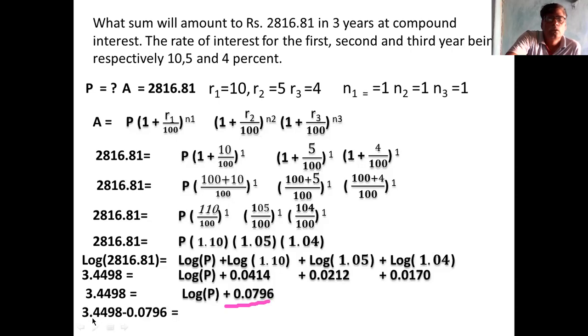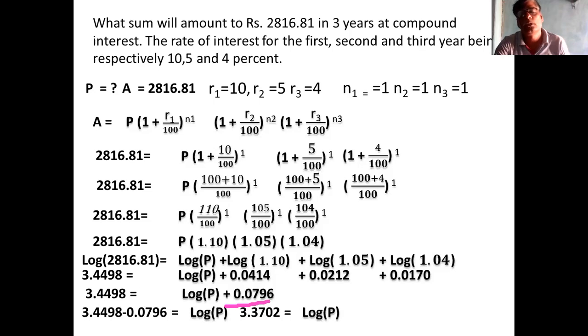Therefore, 3.4498 minus 0.0796 is equal to log P. So log P is equal to 3.3702. Then you have to apply the antilog table. Because of space problem, I am unable to show the details after this stage. Please see the antilog table and tell me the answer.